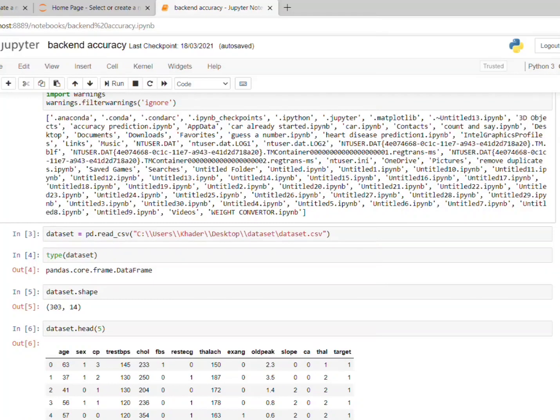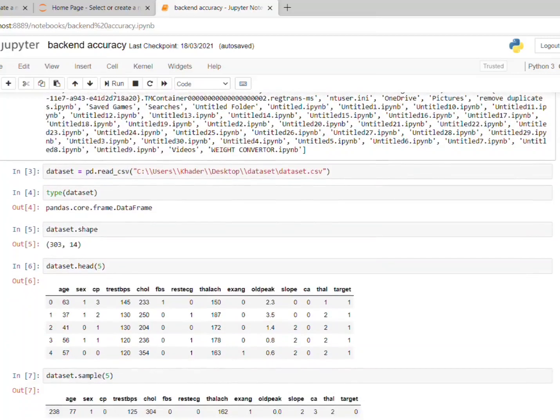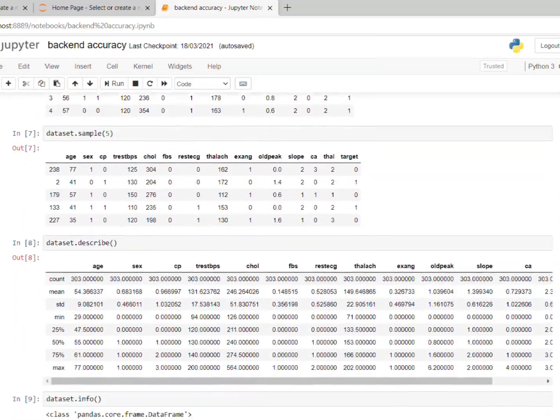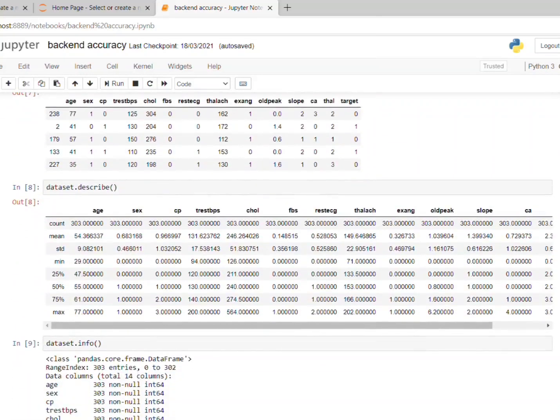And next we have done dataset dot head. The head function is used to get the first n rows. This function returns the first n rows for the object based on position. And next dataset dot describe has been given. So here the describe function computes a summary of statistics pertaining to the data from columns.